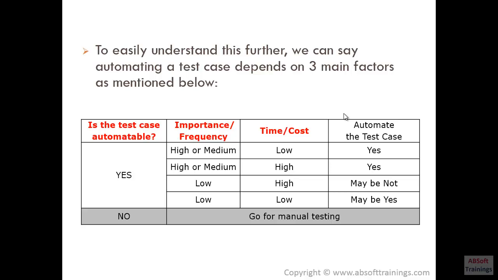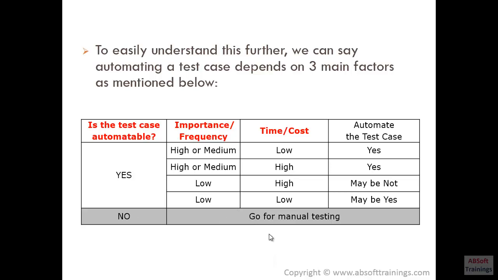You will get a clear idea with this table. Okay, so when there is a test case, you need to decide whether it is automatable or not. So first you need to decide this thing. If it is automatable, then definitely you can go for automation. If it is not automatable, then you need to go for manual testing.